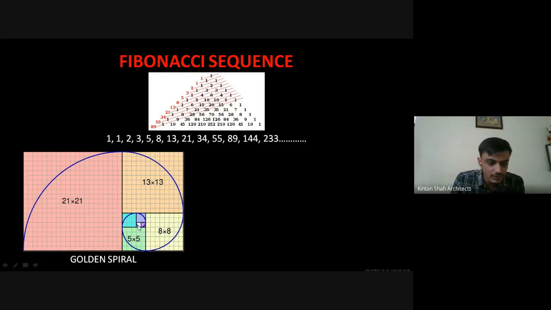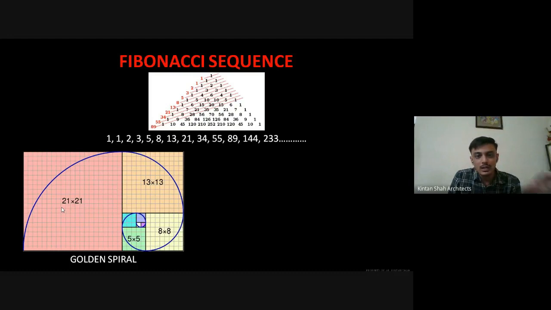If you see here, is my arrow visible? Someone? Yes, sir. Okay. So the first number that you see in this sequence is that white square. Then the second number is that second square. The third number, 2, is now a 2 by 2 grid here. Then it's 3 by 3, then 5 by 5, then 8 by 8, 13 by 13, 21 by 21. And all you do is start making an arc, a diagonal arc, in each square, right? And then what you get is a golden spiral.